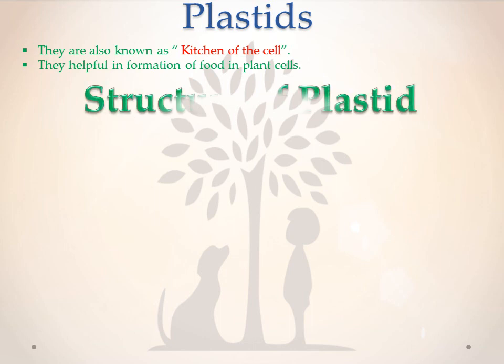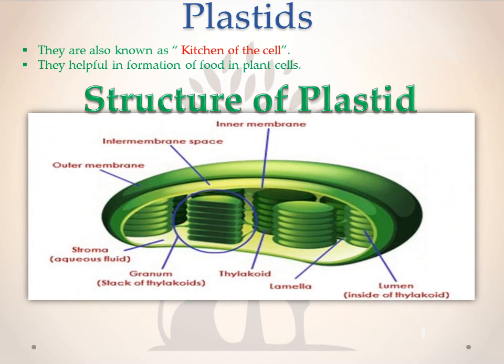We already discussed this. Now this is the structure of plastid. It is also made up of two membranes, the outer membrane and the inner membrane, and the space between these two is known as the intermembranous space. The space present inside the inner membrane has a particular name, that is stroma.